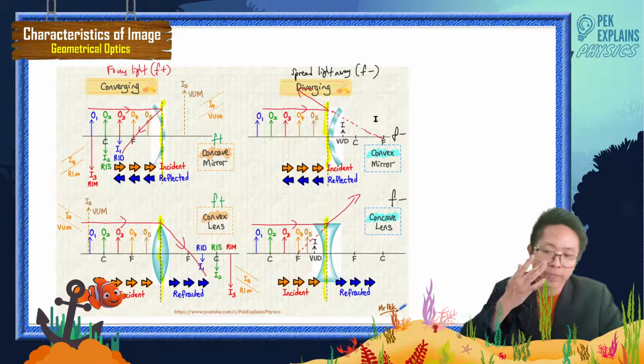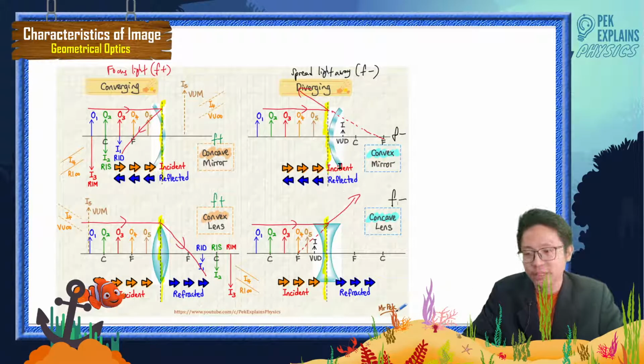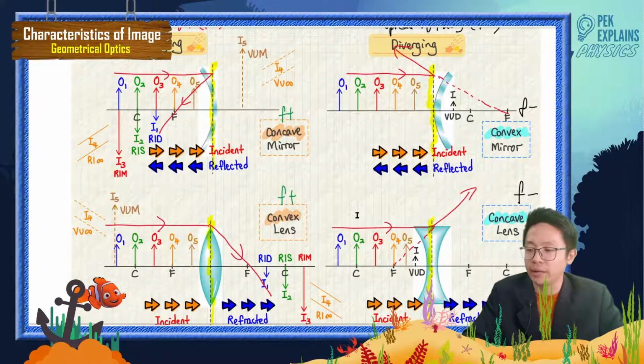F positive. This one, the convex mirror and concave lens, cannot focus the light. It surely diverges the light away. Of course, this is the diverging mirror and diverging lens, so F negative. Okay, finish about that.